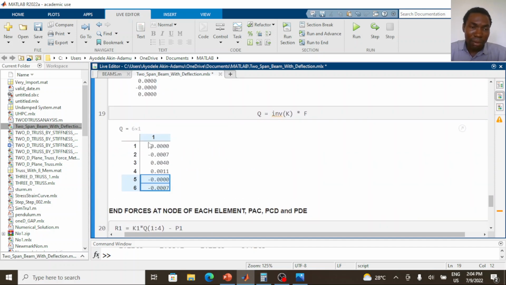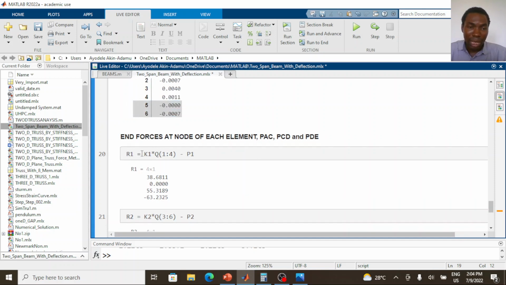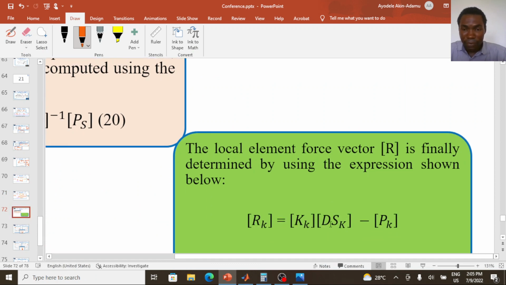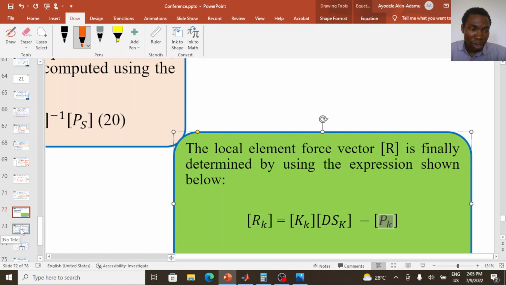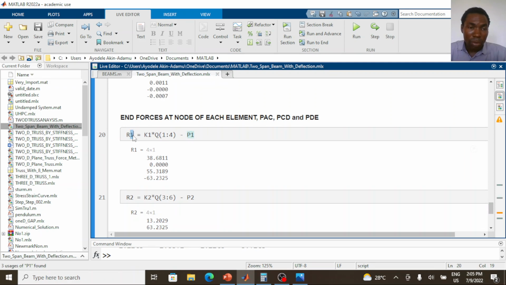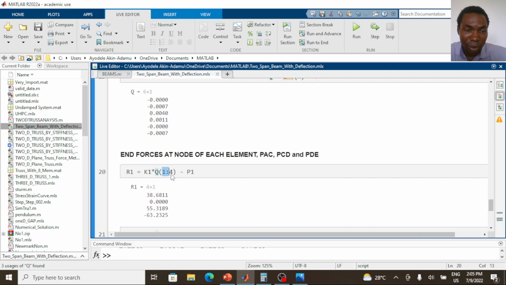So once you have calculated the displacement vector, we can calculate our reaction vector R1, which I showed you in my PowerPoint presentation. We use this formula to compute our reaction vector. Kk is our local stiffness matrix, Sk is our local displacement vector, and Pk is our local force vector. So R1 represents my reaction vector for the first finite element. K1 is my local stiffness matrix for element 1. This is my displacement vector for element 1. I'm extracting the displacement vector of Q at positions 1, 2, 3, 4. That's why here it is 1 column 4. Then minus P1, which is my force vector.